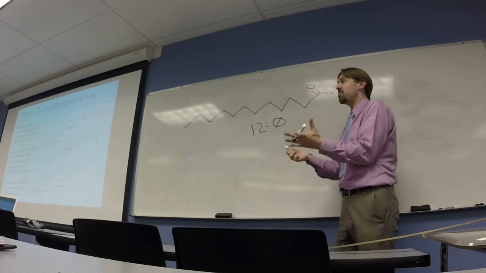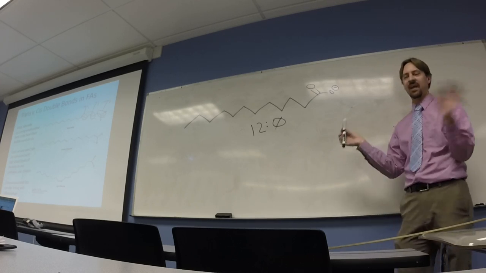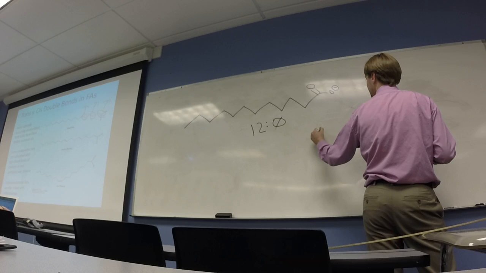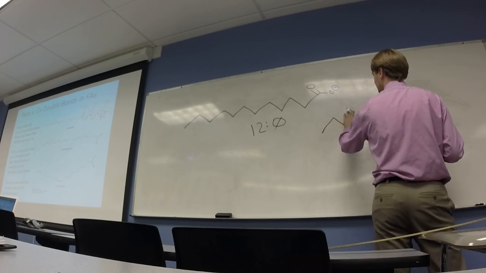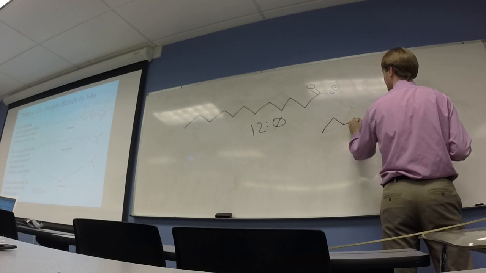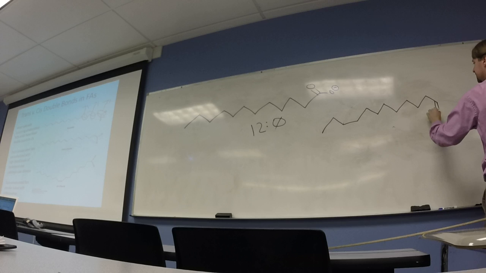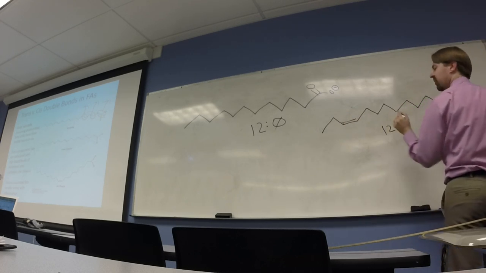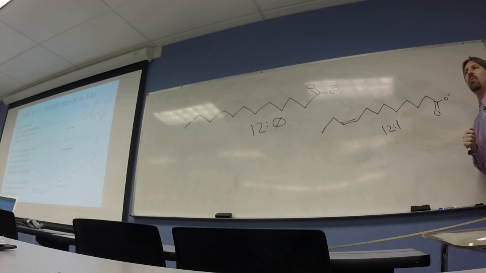That's its name. You'll see papers. They'll say, we then mixed 12:0 with this. Like, that's its name. Done. If we have a double bond, put it right there. 1, 2, 3, 4, 5, 6, 7, 8, 9, 10, 11, 12. So again, this guy is 12, but now colon 1 double bond.